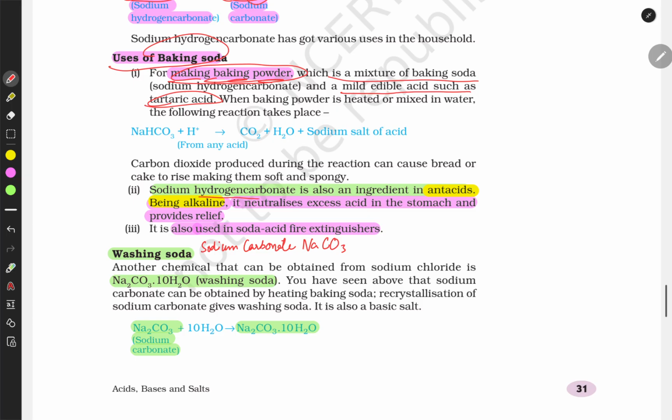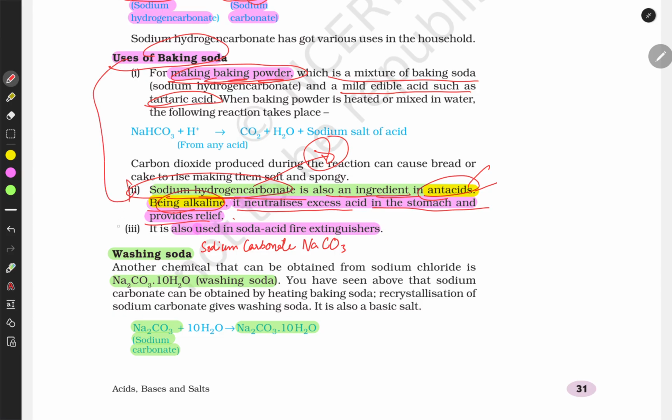Sodium hydrogencarbonate is also an ingredient in antacids. It has a basic nature, so it neutralizes the excess acid. Being alkaline, it neutralizes the excess acid in the stomach and provides relief. So sodium hydrogencarbonate may also be taken in case of acidity.